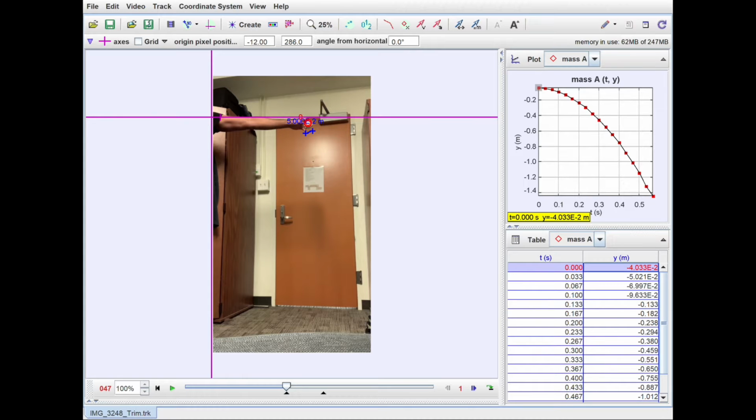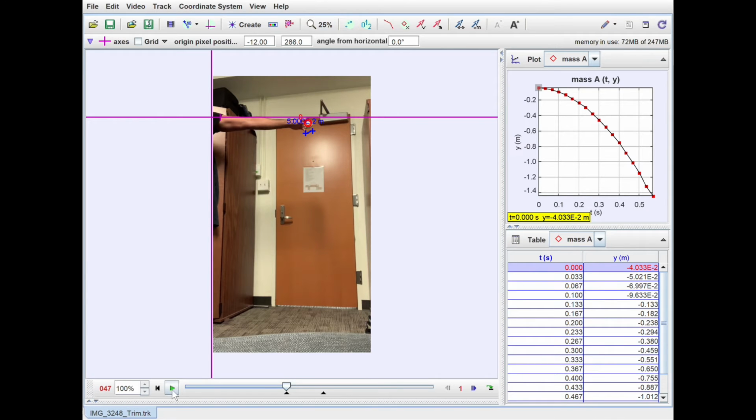Here you can see the Tracker app, where I analyzed the motion of the falling piece of paper. I set it up so that the x-axis was approximately along the top of my arm, meaning that both the initial position of the falling piece of paper and the entirety of its motion were in the negative y direction. Here you can see its motion.